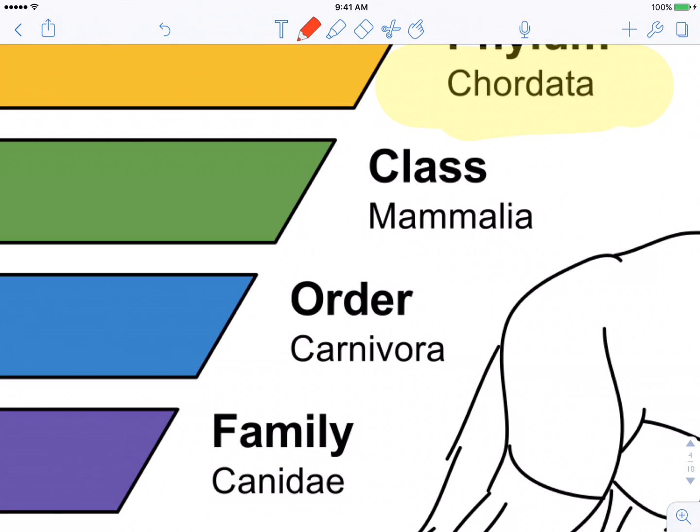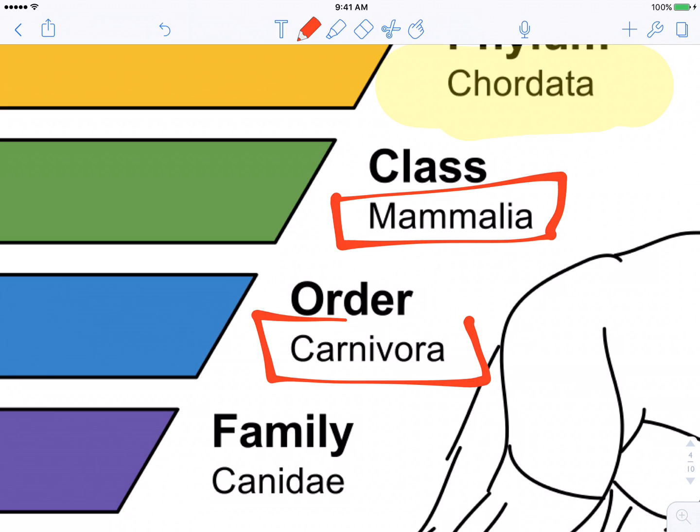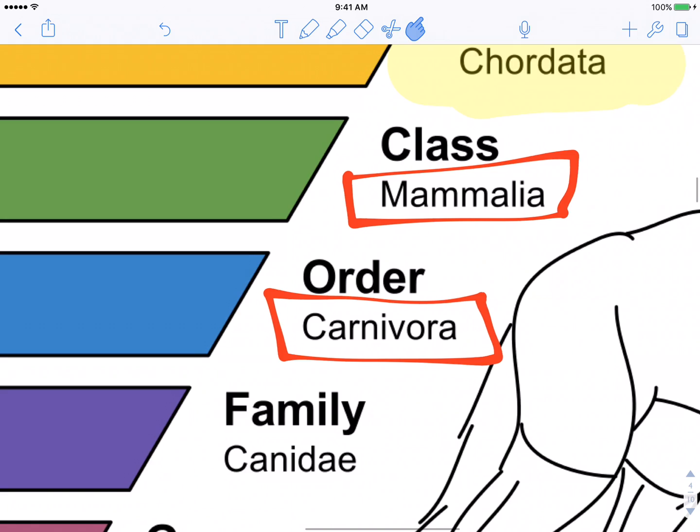Well, there are a lot of different types of chordates. You could be dealing with certain types of fish. You could be dealing with amphibians. In this case, we have to figure out what type of chordates we're going to deal with. So we're going to deal with mammals, and our class would be Mammalia, which means we are mammals. There are many types of mammals, so we have to get even more specific. We want to talk about the mammals that eat meat, and that would be the order Carnivora.